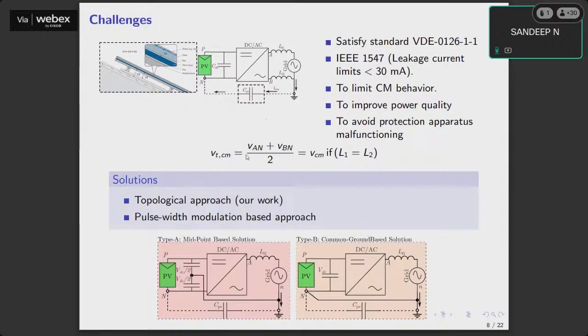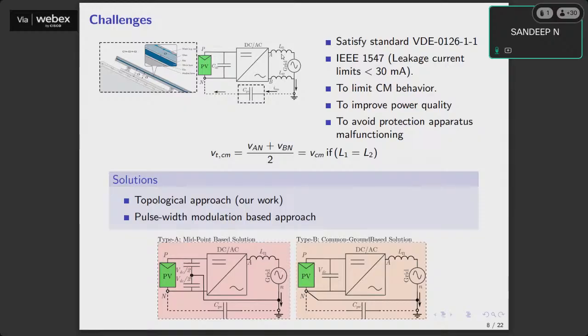Now, the total common mode voltage that is going to be imposed on the parasitic capacitance is given by the common mode voltage. We always define, if you have any two terminal system, the common mode voltage as the average voltage of the terminals with respect to the common point. So in this case, the negative DC bus is the common point. So (VAN plus VBN) by 2, because those are the output terminals. Since we have two output terminals, upon 2, that is the averaged value. So that is the common mode voltage if L1 equals L2.